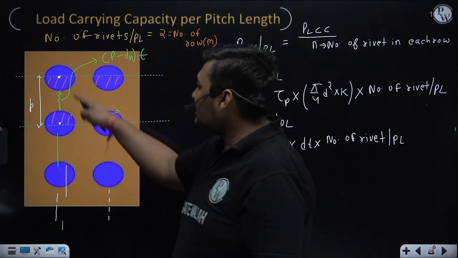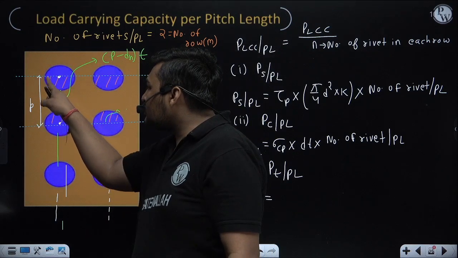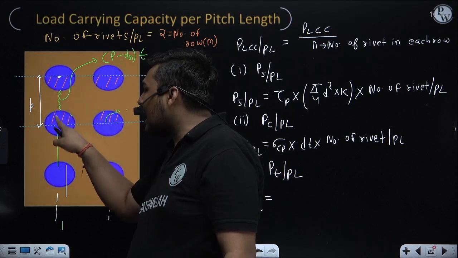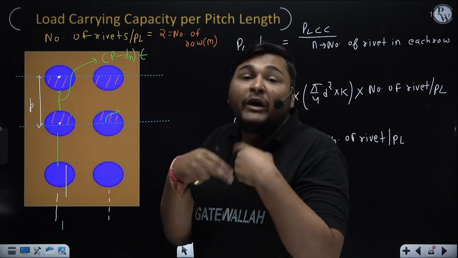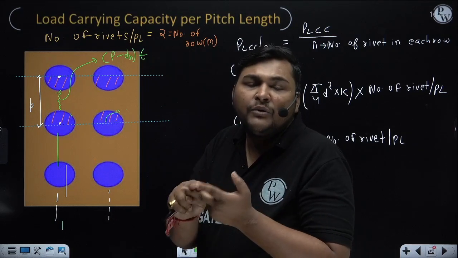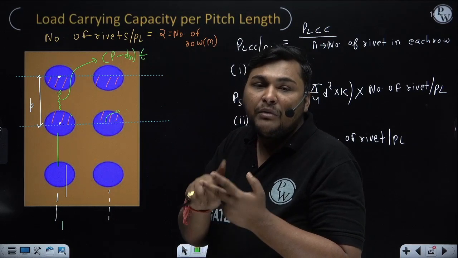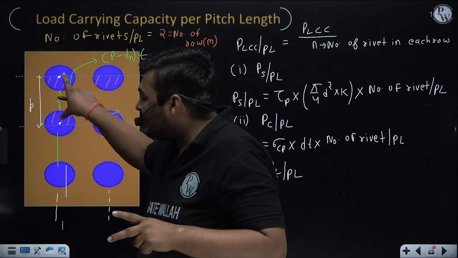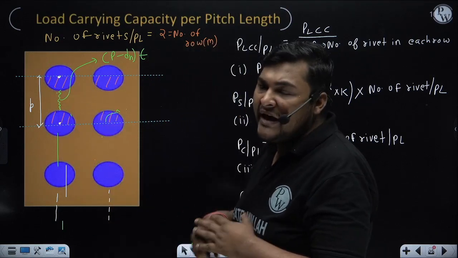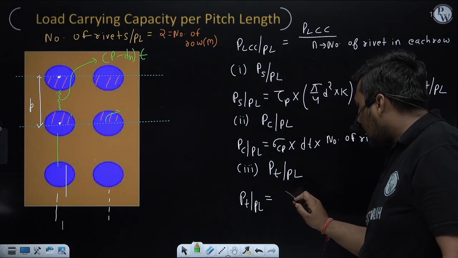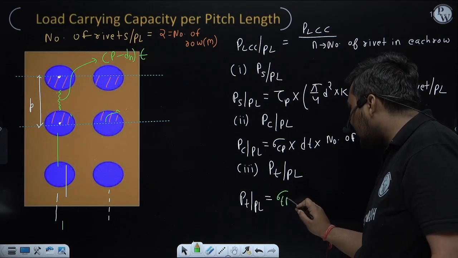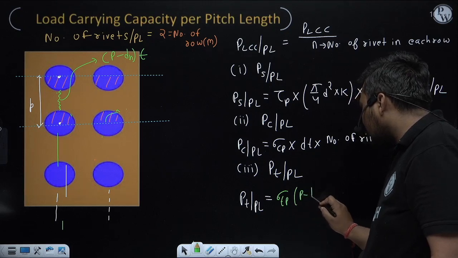Because in this row, in one pitch distance, ultimately one rivet is coming, this half and this half. And if one rivet is coming in one pitch distance, it means one hole will come. So the effective width will be P minus dH, because we are calculating tearing area per pitch length, into the thickness of the plate. So this expression will always be sigma TP, that is permissible tensile stress, into P minus dH into t.